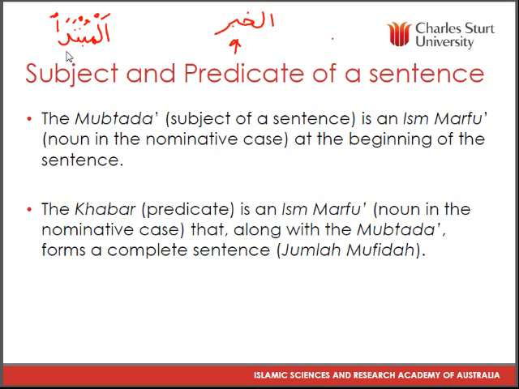Mubtada is a noun, a definite noun, it must be definite, that we start. This one is a mubtada. Khabar is the information about this specific definite noun. So if they two gather together and they really make a sense, this one is al-jumla al-ismiyya in Arabic.